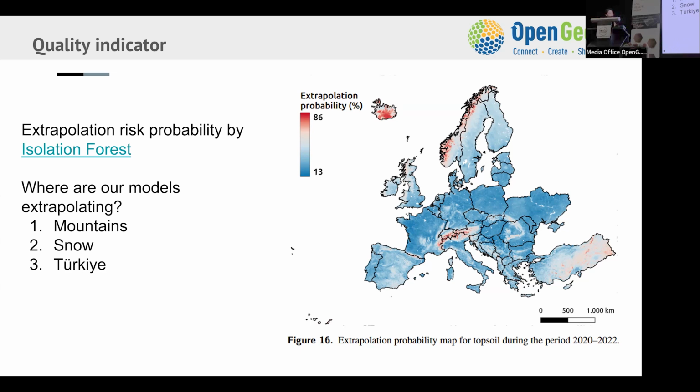But if you compare this map with the data availability maps I showed earlier, you'll find that though we don't really have data from Ukraine, the extrapolation probability is quite low there. Our guess is that this area, though we don't really have data from there, the general feature space shares some similarities with points from other parts of Europe.